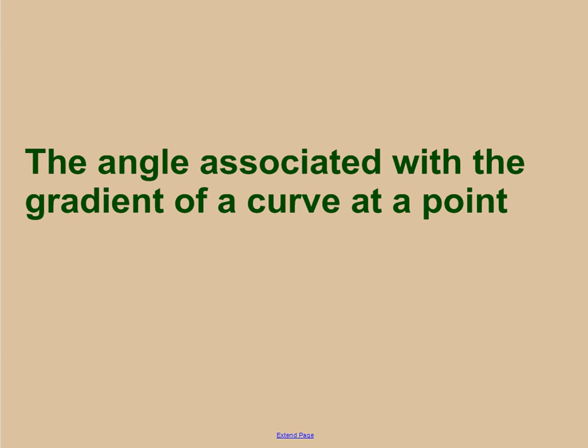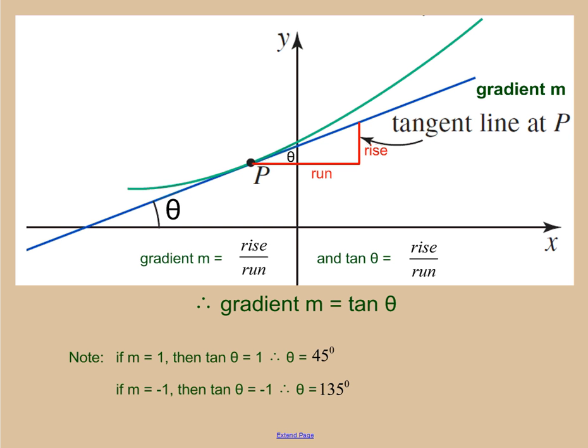In this video, we're going to take a look at the angle associated with the gradient of a curve at a point. Now, if we look at the diagram here, we see that at the point P, we've drawn a tangent to the curve, which is there in green, and the gradient of the tangent is the rise over run. And so we've effectively got a right angle triangle there, and I've called the angle in there theta.